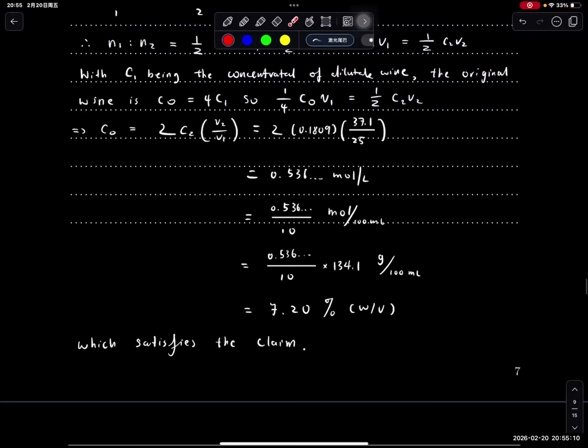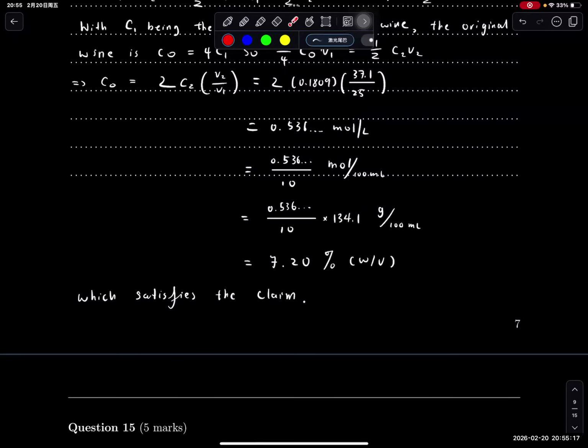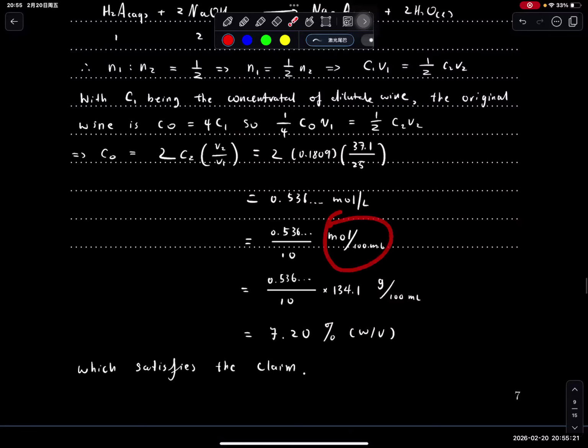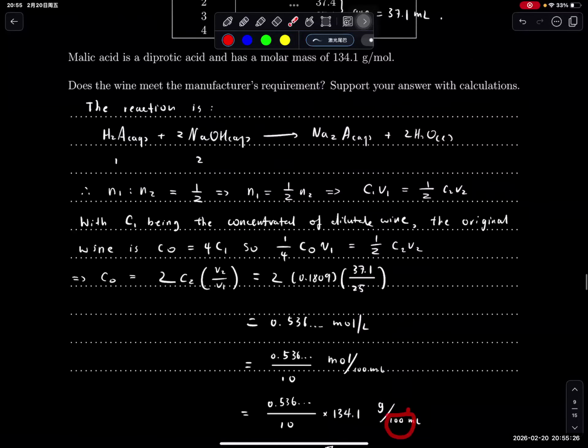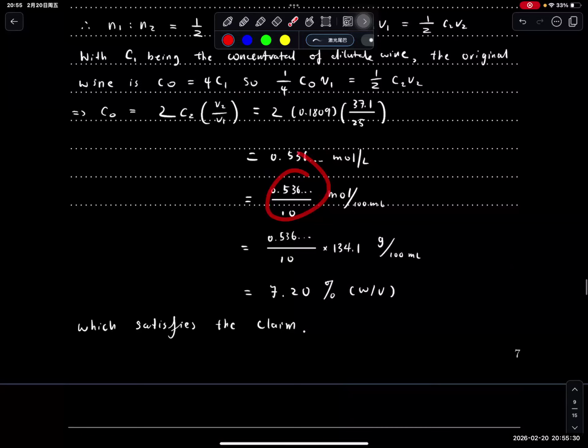So the answer is 7.2, which satisfies the claim, which is very nice. Yes, in order to compare with the weight by volume, you need to convert that into the so-called grams per 100 mL, or you can convert this to moles per liter in the first place, and then use moles per liter to compare as well. That's fine.